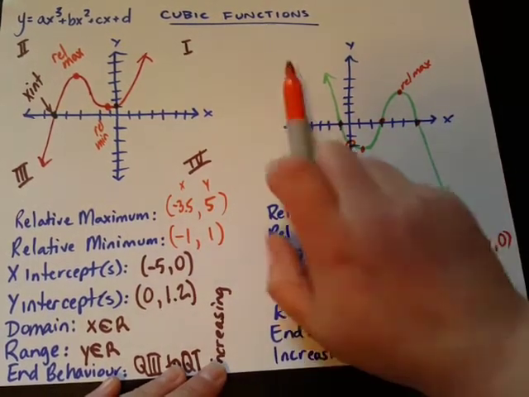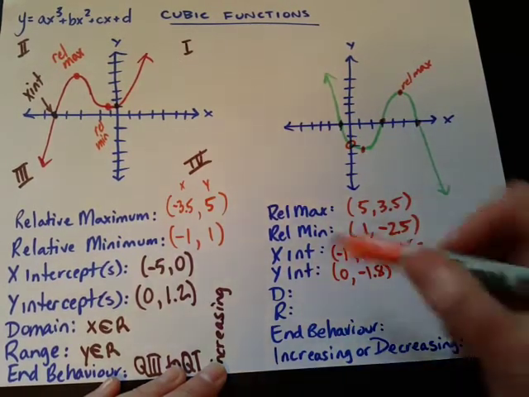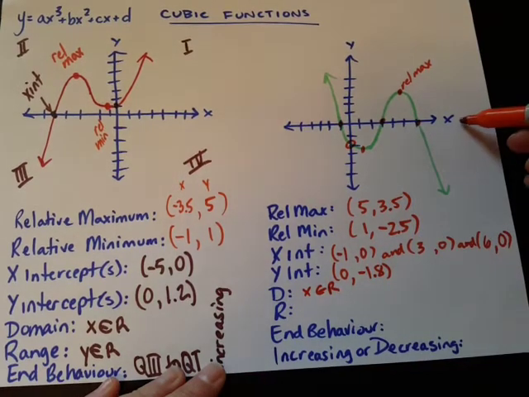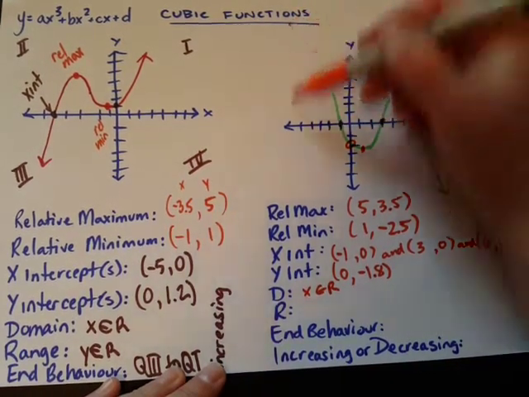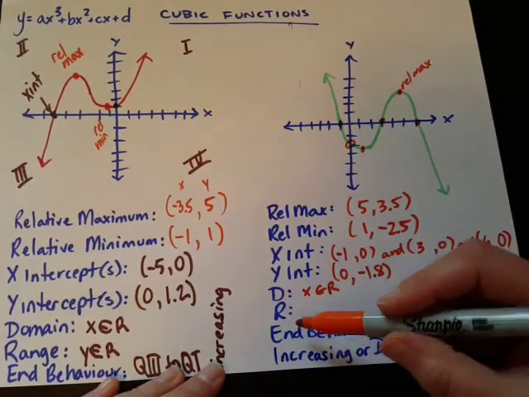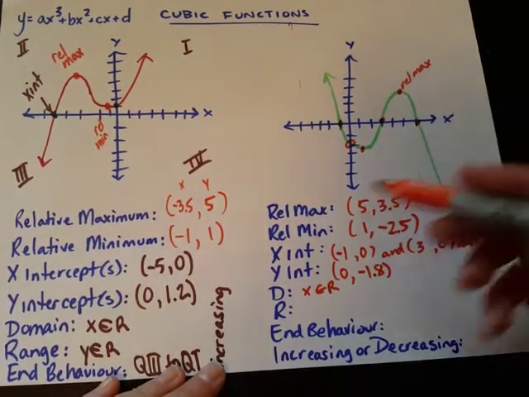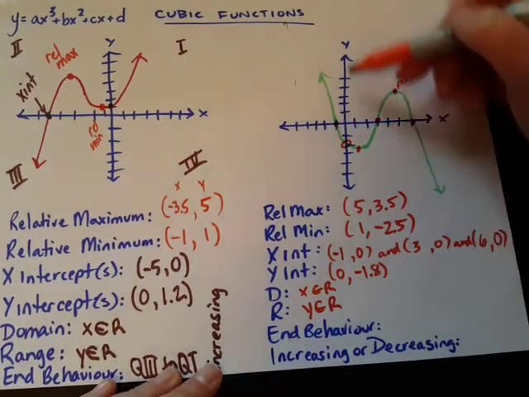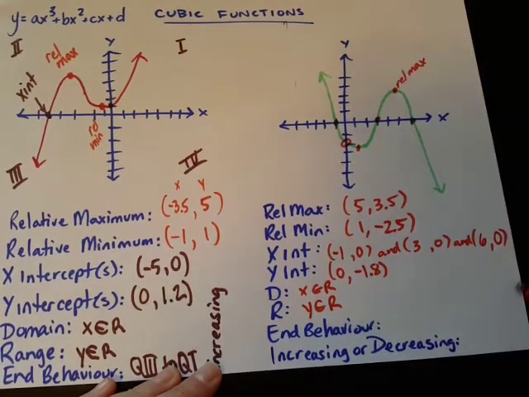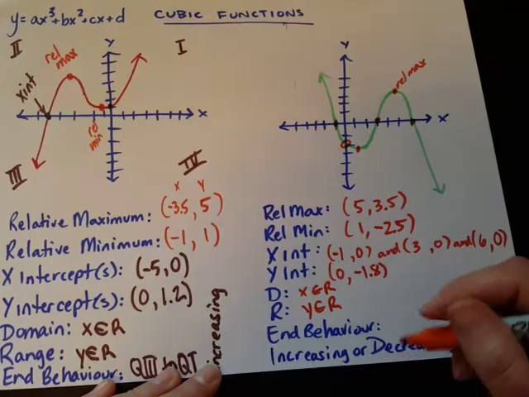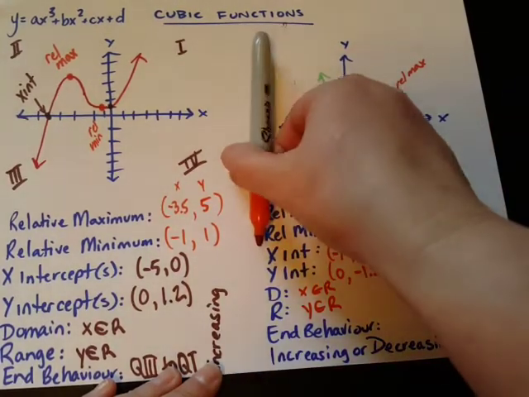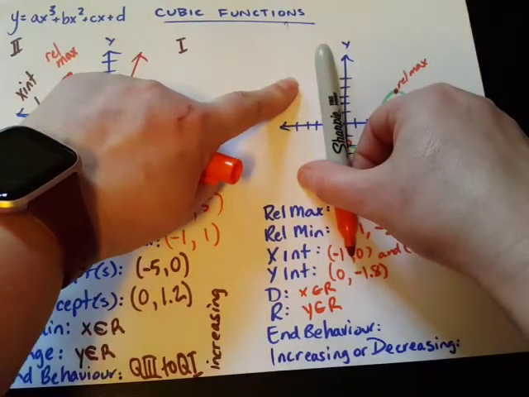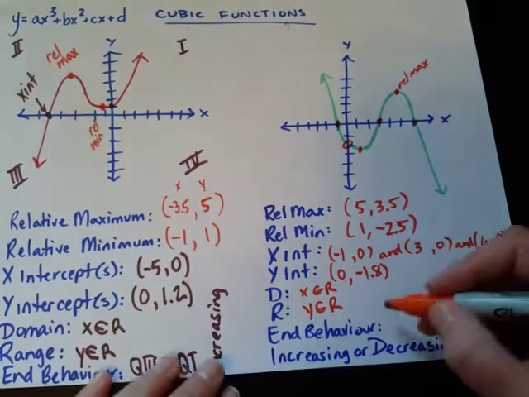For domain, what value of x can produce a y? All of them. If I put in a positive 10, I'm going to get an answer. If I put in negative 10, I'm going to get an answer. For range, what answers could possibly come out? Every real number could possibly come out as an answer. We could get plus 1,000,000 or negative 1,000,000. And we could also get 0. That's kind of always a tricky one. Looking at our end behavior, swiping from left to right, we're going to meet the function here in quadrant 2, and we're going to leave the function in quadrant 4.